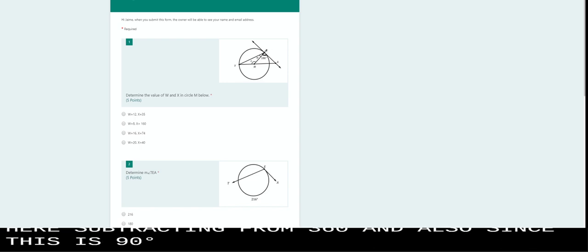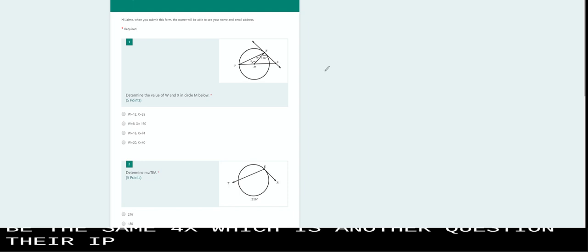Okay. Once you have this arc, you can find the measurement of arc YH, of this arc right here, subtracting from 360. And also, since this is 90 degrees and the whole angle is 106, you can just subtract that from 90 and you're going to get W. Once you have the arc of YH, remember this is a central angle right here. Central angle is the same as the arc. So whatever you have for the arc, it's going to be the same for X, which is another question they're asking. Okay, so that's number one.